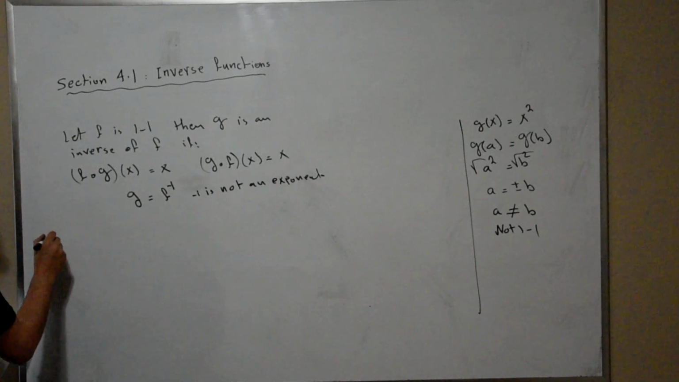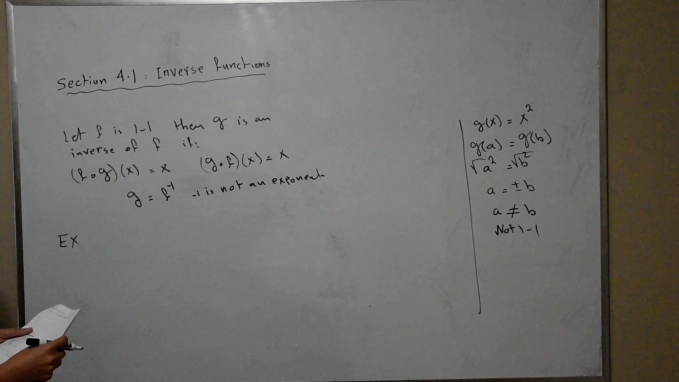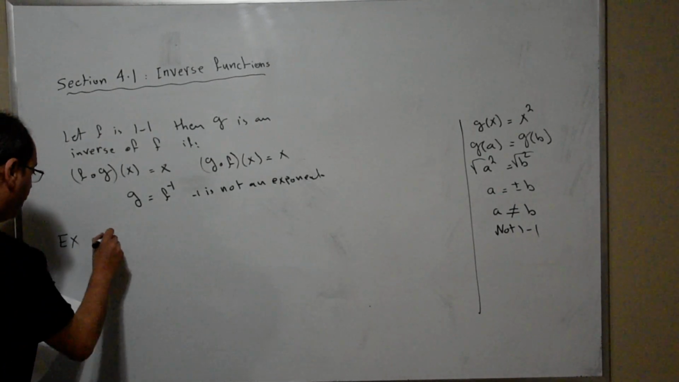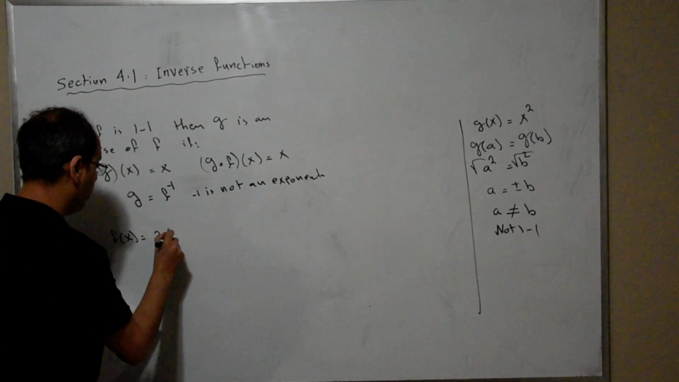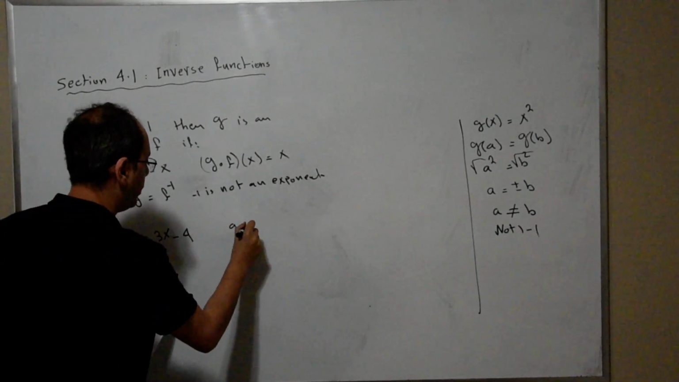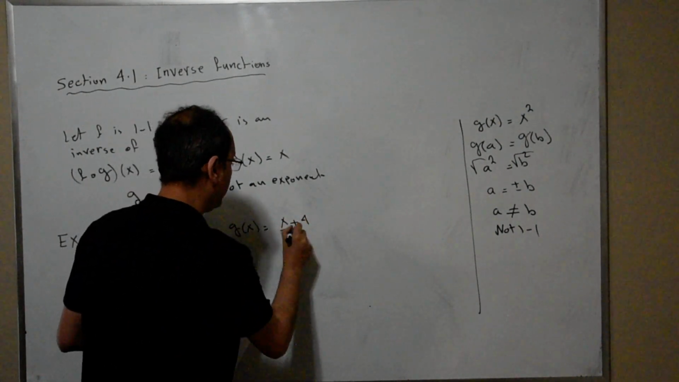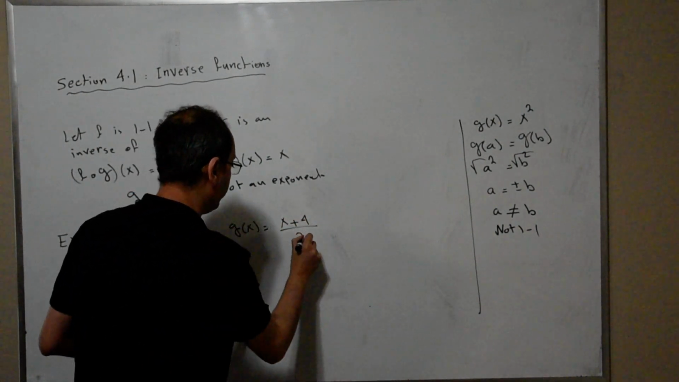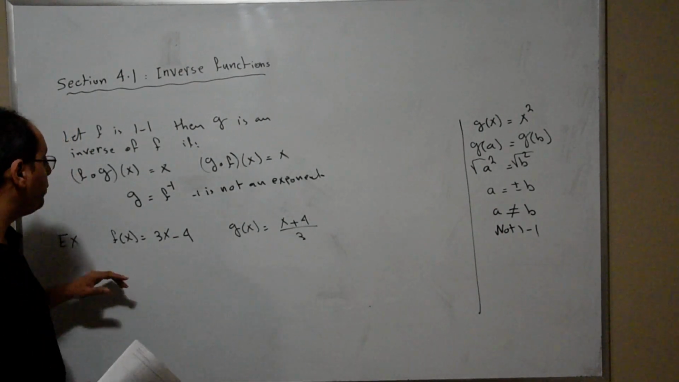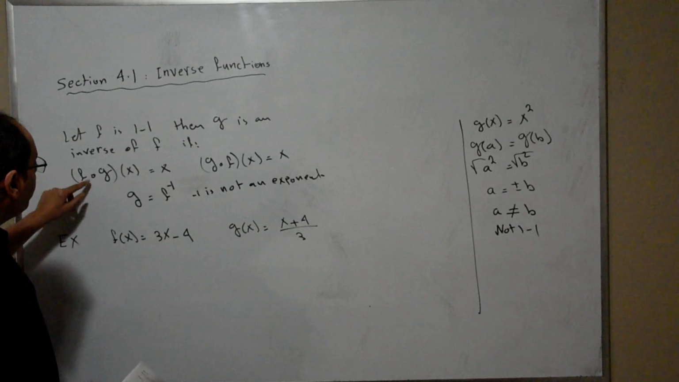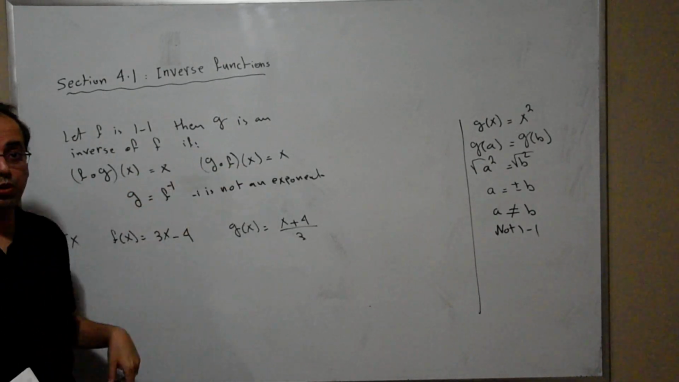Okay, let's get an example and test whether g is the inverse of f. So I have f of x equals 3x minus 4, and g of x is x plus 4 over 3. So now, in order to test that g is the inverse of f, I test f compound g and g compound f. And I must get x in both cases.